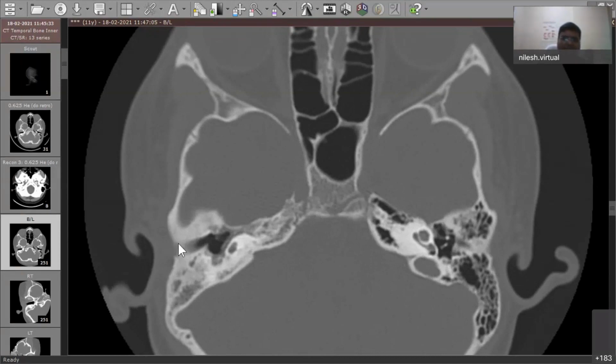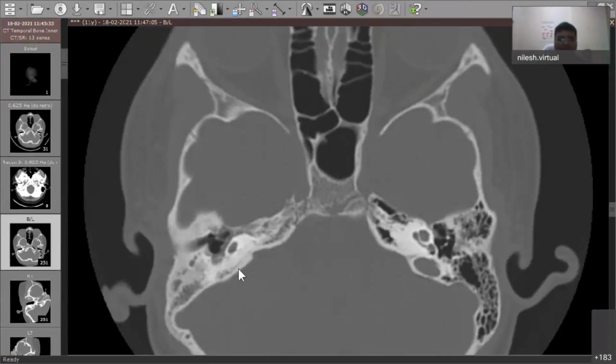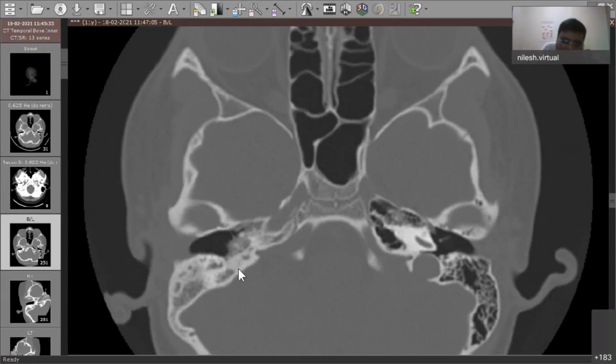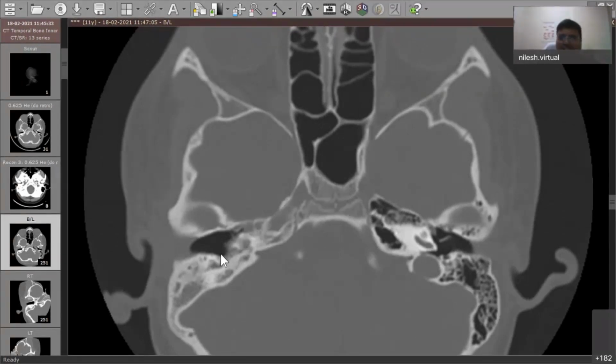The disease site was this EDM with cholesteatoma. So the primary pathology was adhesive otitis media with cholesteatoma. That is the point I wanted to tell you. In each and every scan, make a habit to see the inner ear structures, because there can be associated inner ear anomalies.